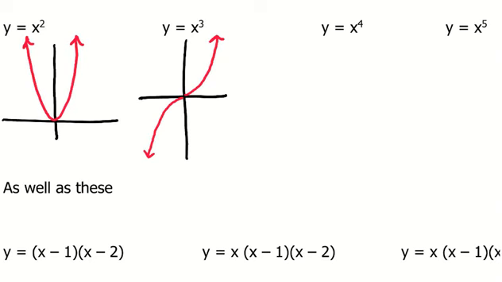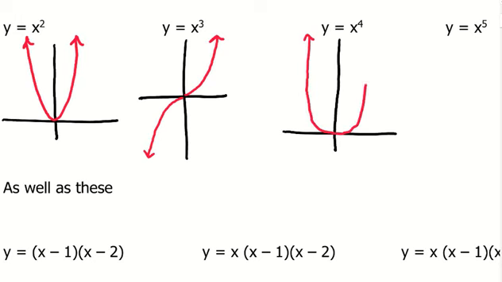X to the fourth looks pretty similar to y equals x to the 2. Except, when you take a number bigger than 1 to the fourth power, it's going to be larger than if you had just squared it. And if you take a number less than 1 to the fourth power, it's going to be closer to 0 than it would be if you squared it. Think about what happens when you square a number less than 1. It actually gets smaller. So it's going to be steeper, and then it's going to be flatter in the middle. But that is not super important for our purposes here.